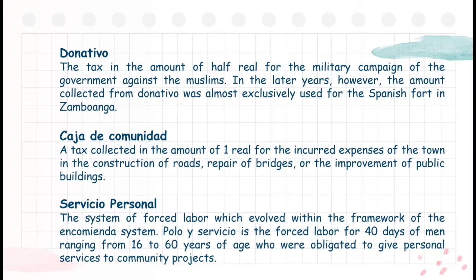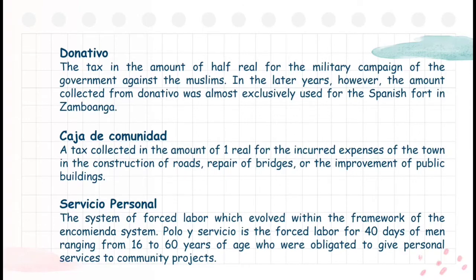In the later years, however, the amount collected from donativo was almost exclusively used for the Spanish fort in Zamboanga. Next, we have the Caja de Comunidad. This was a tax collected in the amount of 1 real for the incurred expenses of the town in the construction of roads, repair of bridges, or the improvement of public buildings.